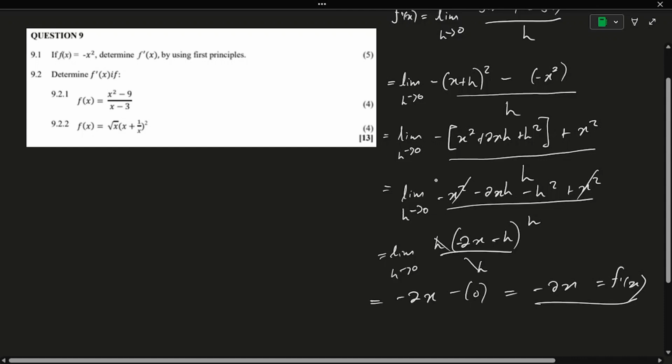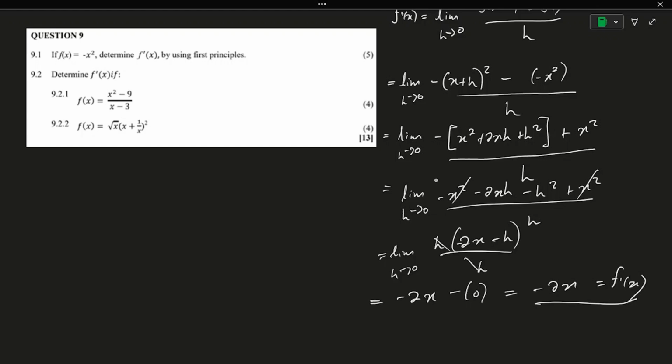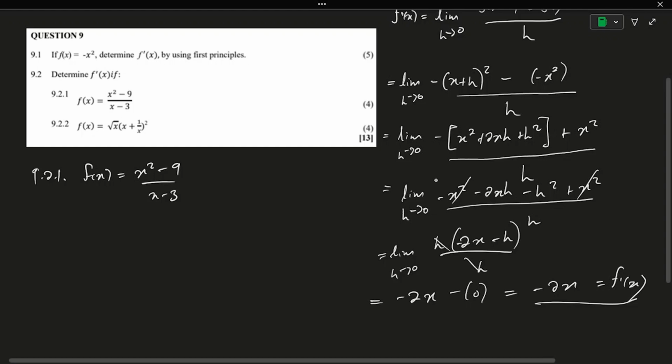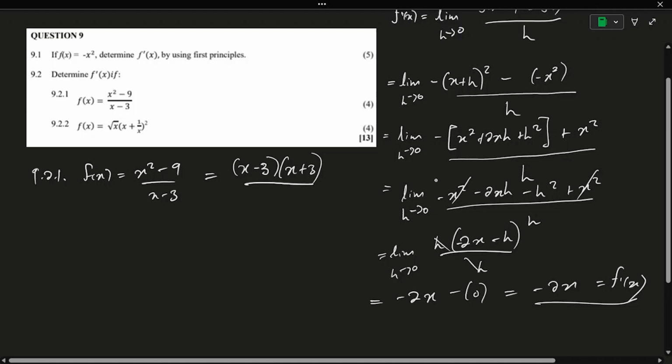9.2.1 says determine f prime if you have x squared minus 9 over x minus 3. So 9.2.1, f of x is equal to x squared minus 9 over x minus 3. Because in grade 12, you don't do quotient rules, what we're going to do is just try to simplify this. We can see that this is a difference of two squares. So this is the same as x minus 3 times x plus 3 divided by x minus 3. And then cancel out x minus 3, we're left with x plus 3.